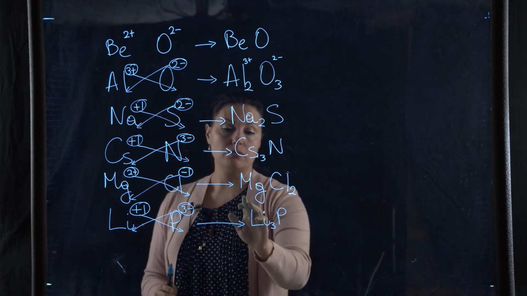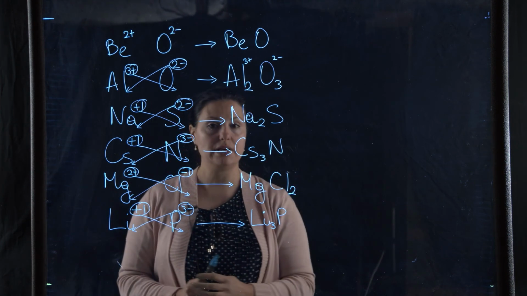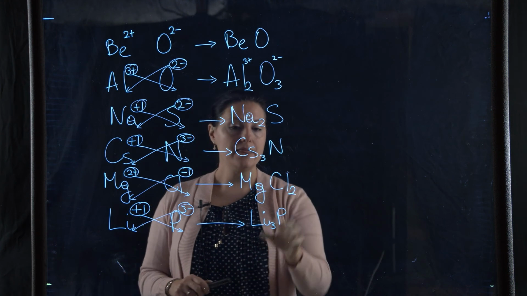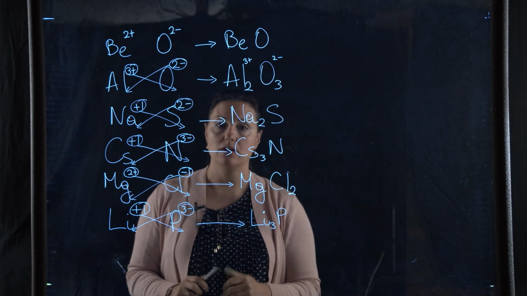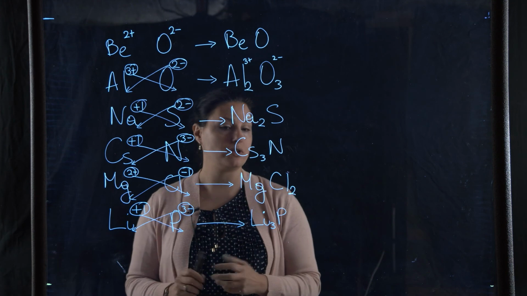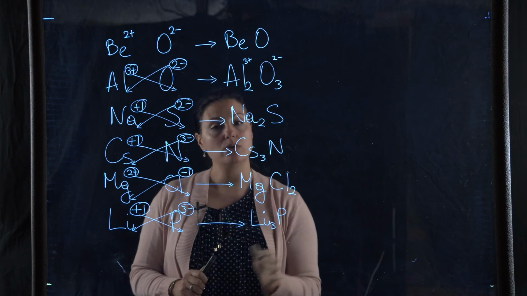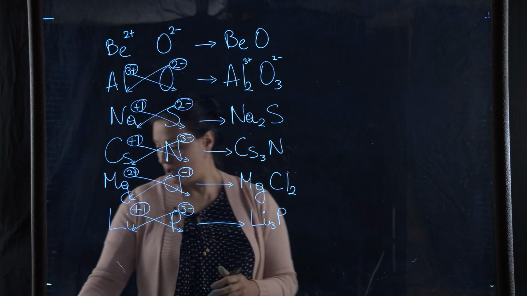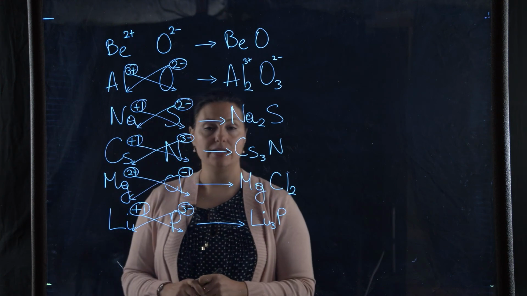Once again, make sure you write the metal first because that is the convention, and then always go back and double check the total amount of charges to make sure that you've done it right. I will erase this and then we will move on to the last slide for chapter 3.